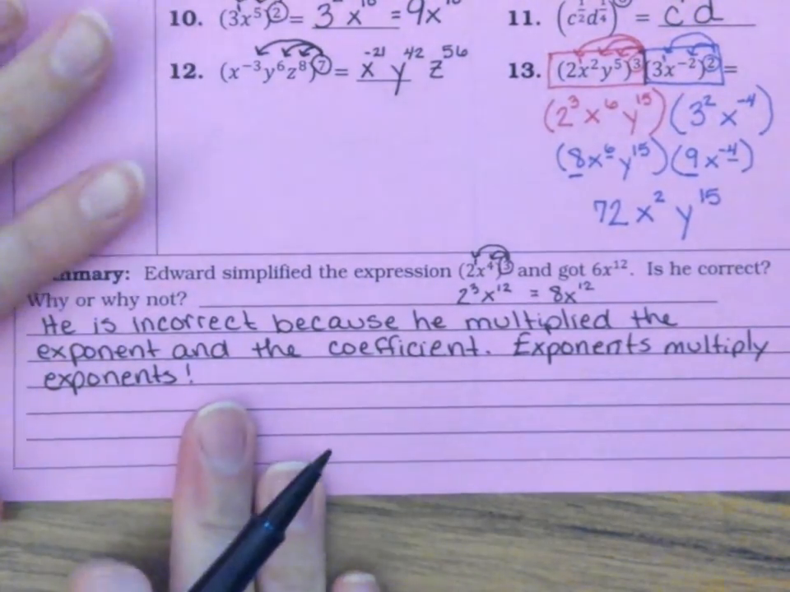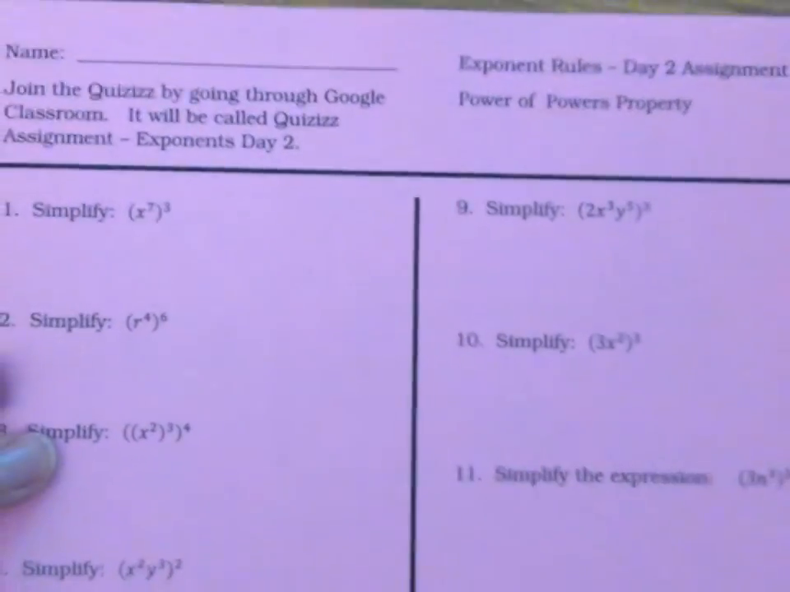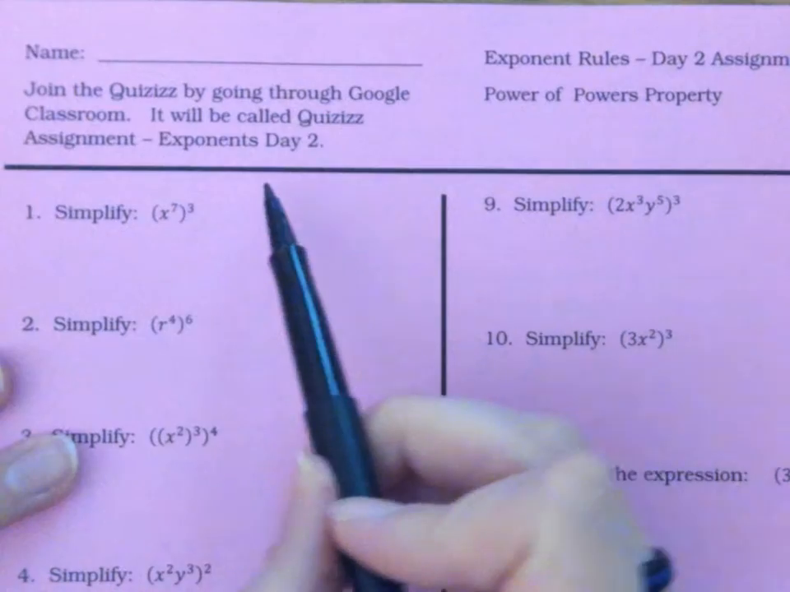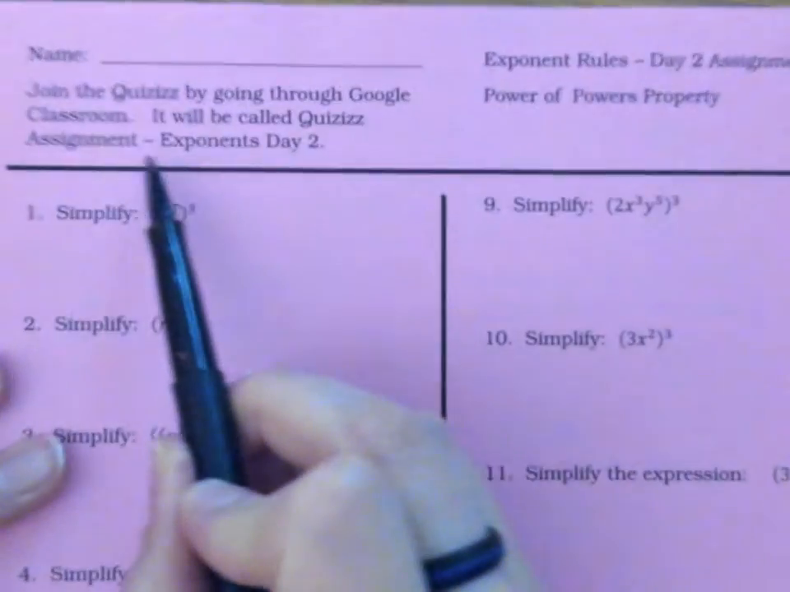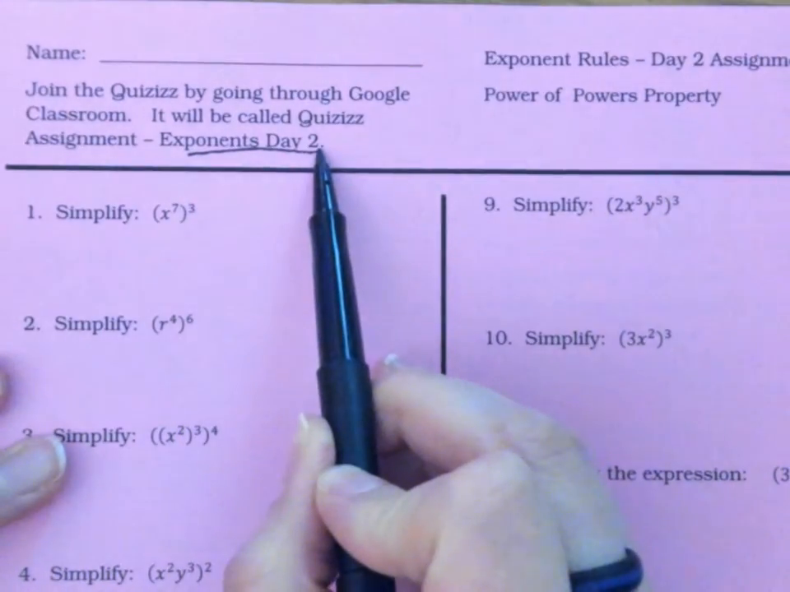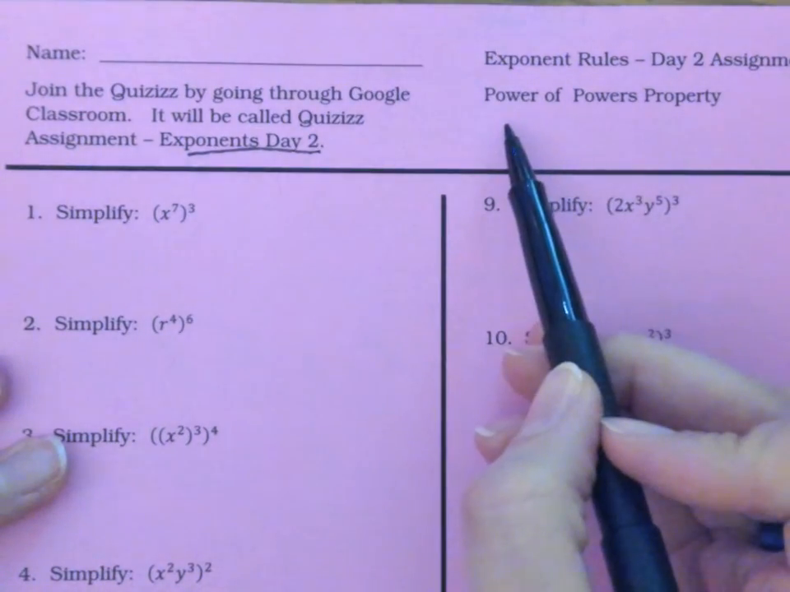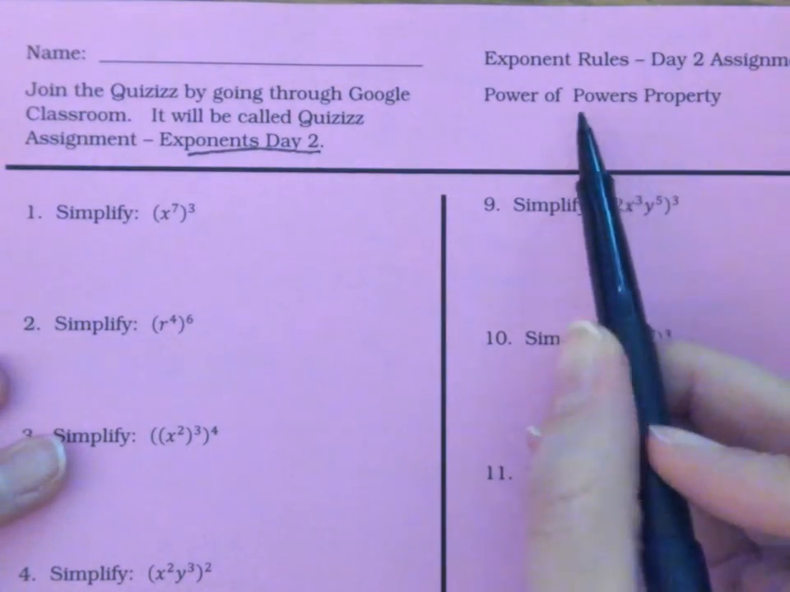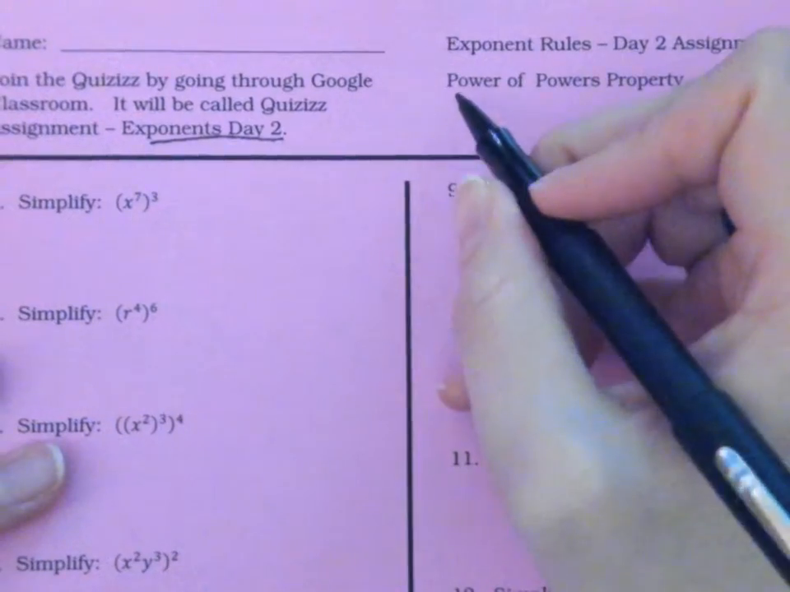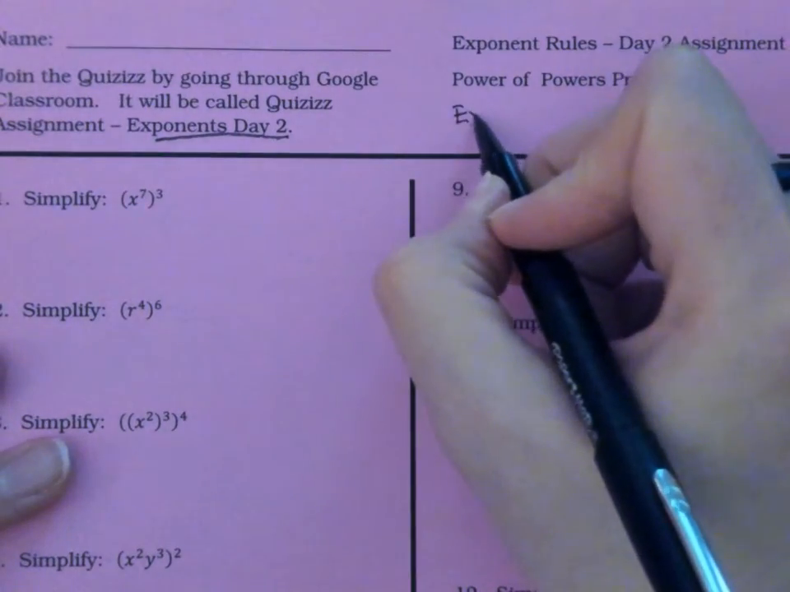All right, at this point, turn your paper over, and you are going to go back to Google Classroom and find the quizzes that says Exponents Day 2. And this is all the power to a power rule. So this is where you're going to multiply. Exponents multiply exponents.